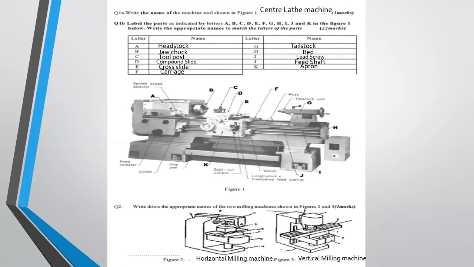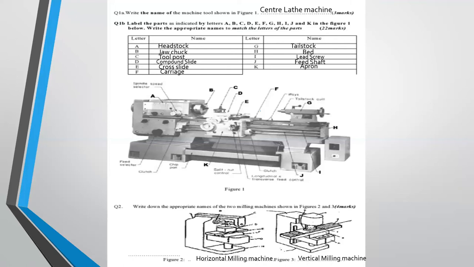If they didn't give you a picture and they give you a pencil diagram or some diagram without a clear picture like this, you can identify the lead screw by the marks or threads on it. And J is a feed shaft. The last one, K, is an apron. So the feed shaft, the J.